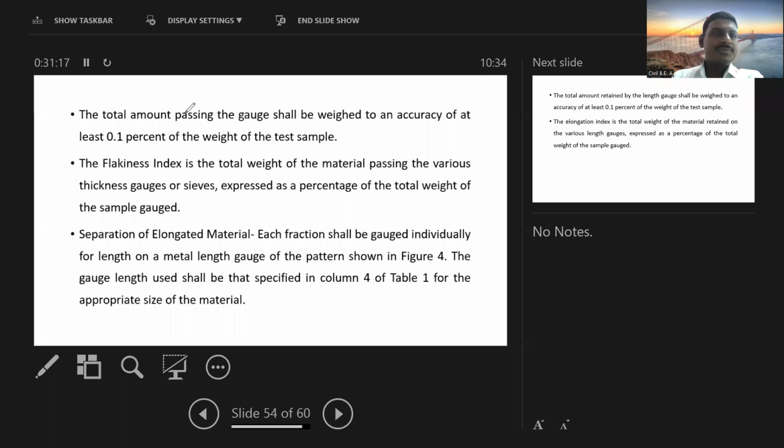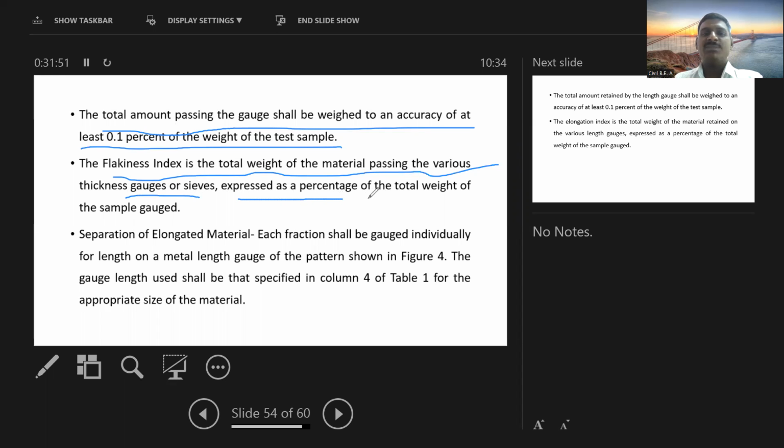So the total amount passing the gauge shall be weighed to an accuracy of at least 0.1% of the weight of the test sample. So 0.1% of the weight of the test sample is the weighing accuracy for that particular total amount passing. So the flakiness index is the total weight of material passing the various thickness gauges or sieves, expressed as a percentage of the total weight of sample gauged.